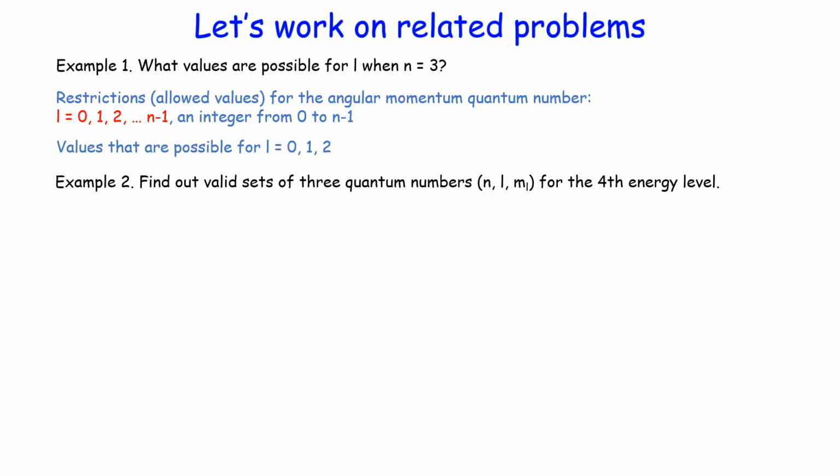Example 2. Find the sets of 3 quantum numbers n, l, ml for the 4th energy level. 4th energy level means n equals 4, the principal quantum number n equals 4. If n equals 4, then L can be 0, 1, 2, all the way to n minus 1. N equals 4, 4 minus 1 is 3. So therefore, L equals 0, 1, 2, 3.